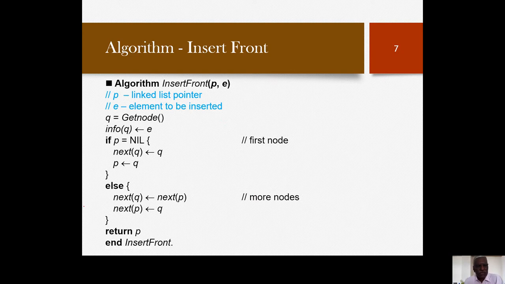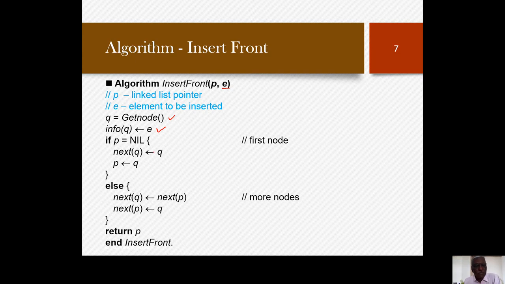Okay, now we will convert these diagrams into an algorithm. So insert rear, Q, get first node. This is the element to be added, and put the element into the info as we have been doing. And if P is null, we execute these two statements. It's very simple. Otherwise, we go with the next of Q. There is a difference between these two sets of statements, when P is pointing to nil, that means when we are trying to add the first node. It won't work in the same way.